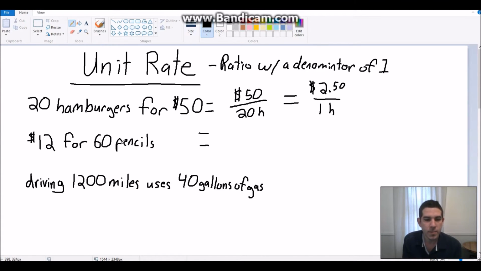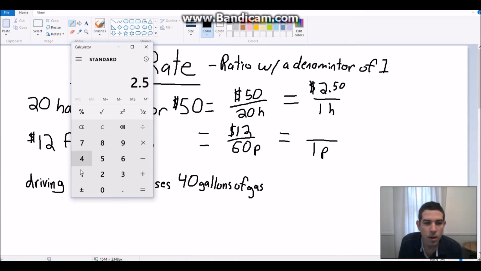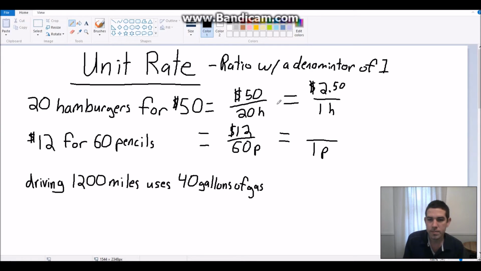$12 for 60 pencils. Notice that the word problem switched the order of the things they told you. It's okay because we're going to have the $12 on top. We want to do the money divided by what we're trying to find out to be 1. You always want to put, I'll use P for pencils, the thing you're trying to find out per 1 on the bottom. So how much does 1 pencil cost? Well, again, we do our top number, 12, divided by the bottom number. And turns out 1 pencil is 20 cents. It's only going to be 20 cents for a pencil. Pretty easy so far? That's unit rate.